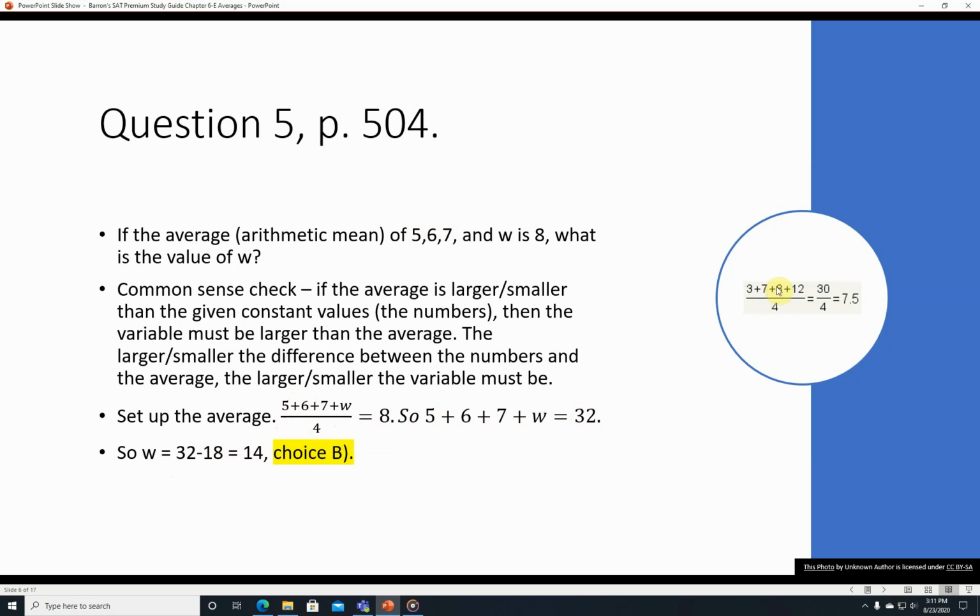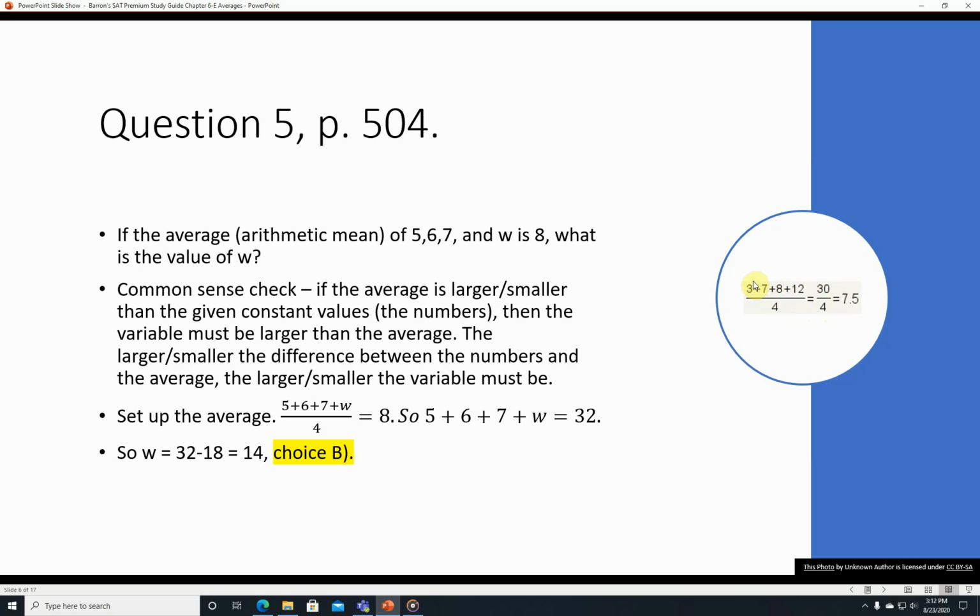And here I have another little example. We can see that 3 plus 7 plus 8 plus 12 equals 30, over 4 equals 7.5. So if this were missing and we knew that the average were 7.5, we'd know that the answer has to be at least between 7 and 8. Turns out to be 7.5.